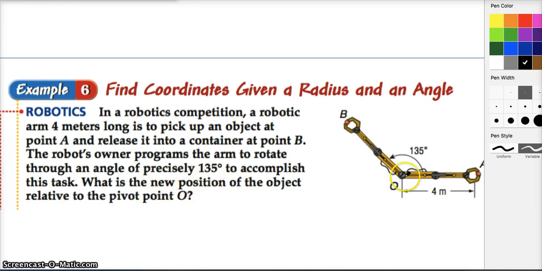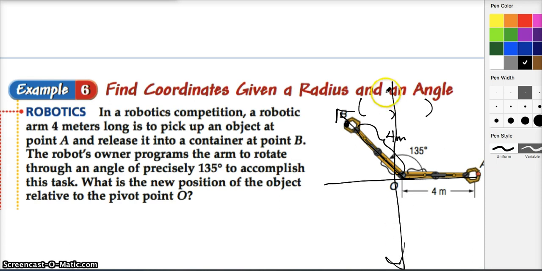So in a way, we're setting this up as an initial ray and terminal ray, but this time we're taking into account the length of that ray, which is 4 meters. In essence, we want to know what the ordered pair is for this situation. I'm going to gently drop down a coordinate axis. If we have 135 degrees here, the reference angle is going to be 45 degrees, and that gives us a lot of information on what the points are.